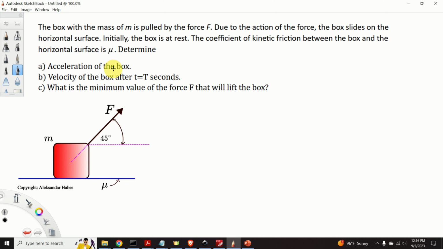In this lecture, we solve a problem that illustrates the practical application of Newton's second law. In this lecture, we solve a relatively simple problem, and in the subsequent lectures, we will solve more complex problems.